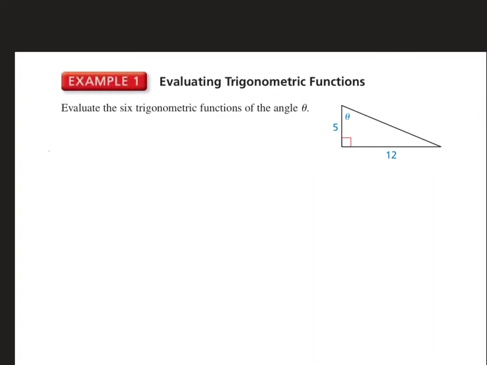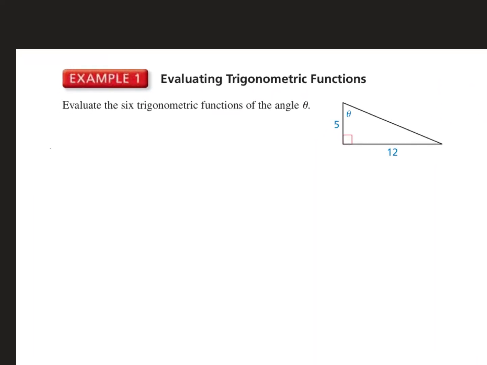So example 1 says evaluate the 6 trig functions of angle theta. So our theta is up here. Theta is not always going to be in the same spot, so you just have to look for which angle your theta is at. It's going to be one of the 2 acute angles, so it's up top here. So we have one side is 12 and the other side is 5. 12, do you think it's the adjacent, opposite, or hypotenuse? Opposite. It's the opposite because it's opposite of theta. And then what about 5? Adjacent. 5 is adjacent because it's right next to it. But we're missing the hypotenuse.